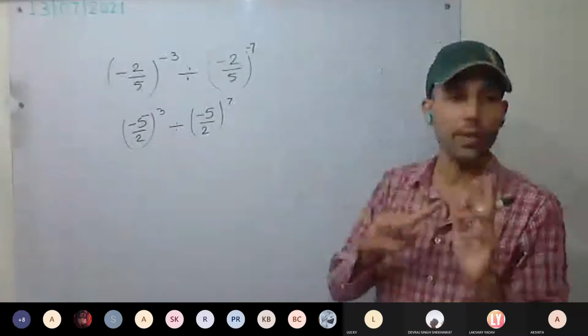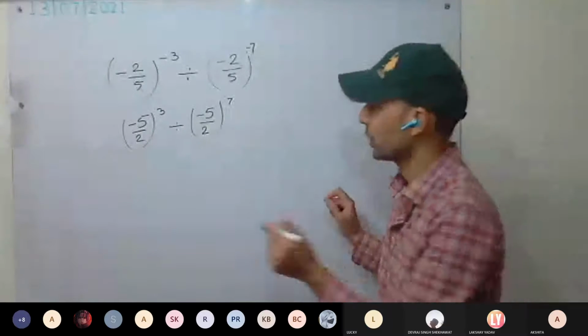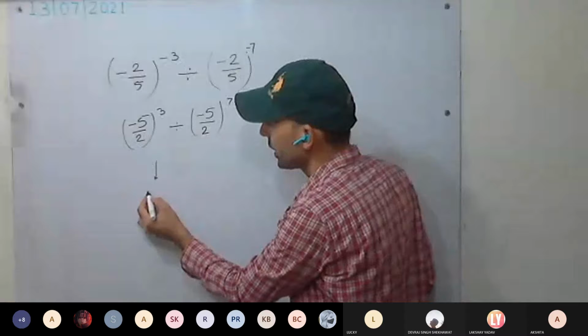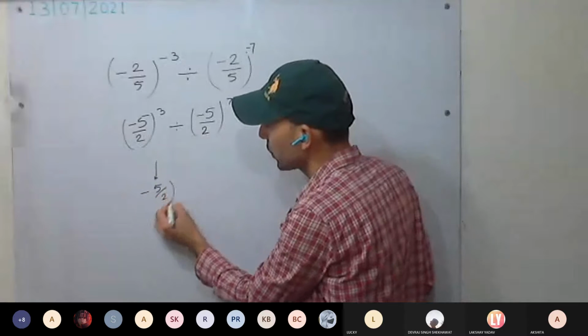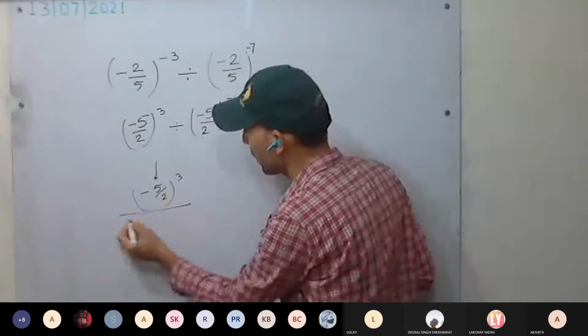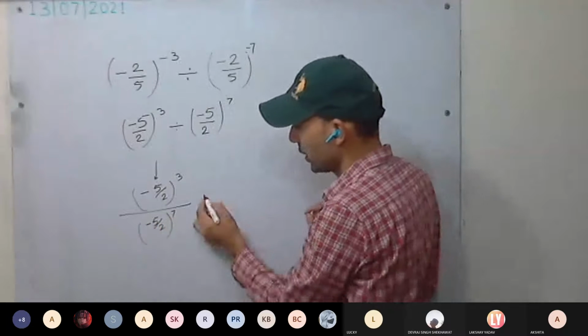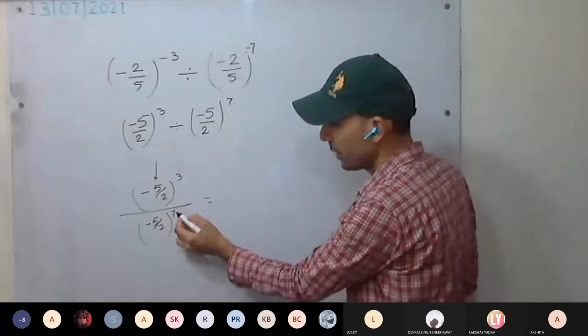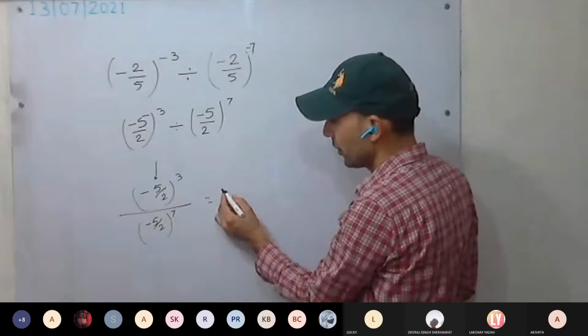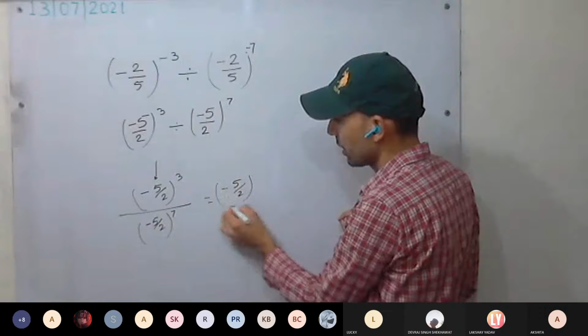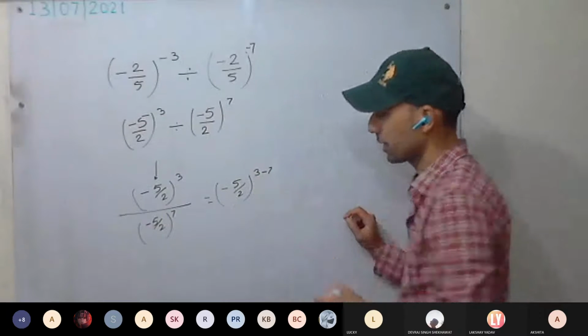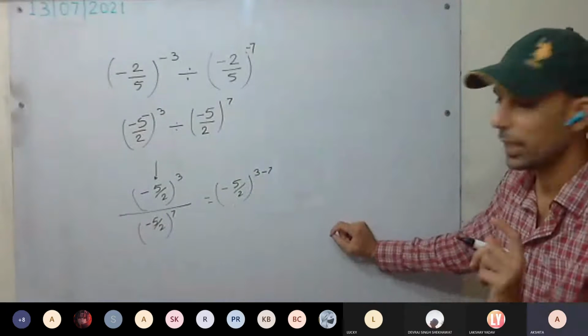Okay, so see here, two ways we can do. One way is like this: (minus 5/2) raised to power 3 divided by (minus 5/2) raised to power 7. Okay, so it can be like this. See here, the bases are same. We can write like this: 3 minus 7. Yes or no? Yes, sir.